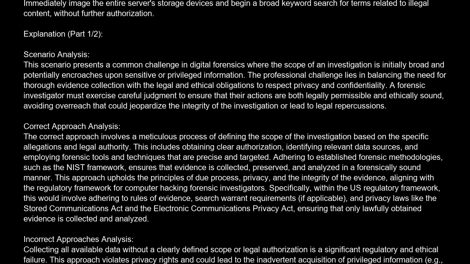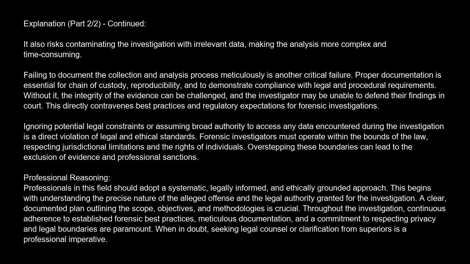This approach violates privacy rights and could lead to the inadvertent acquisition of privileged information, e.g., attorney-client communications, medical records, rendering such data inadmissible and potentially exposing the investigator and their organization to legal liability. It also risks contaminating the investigation with irrelevant data, making the analysis more complex and time-consuming.